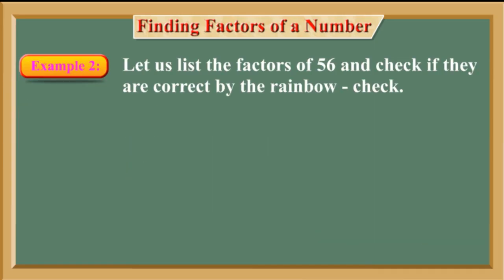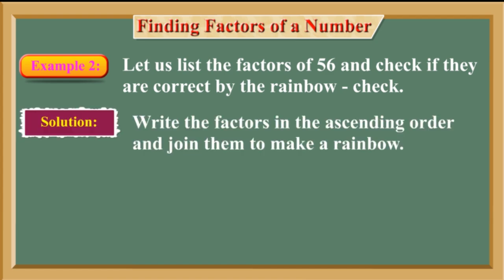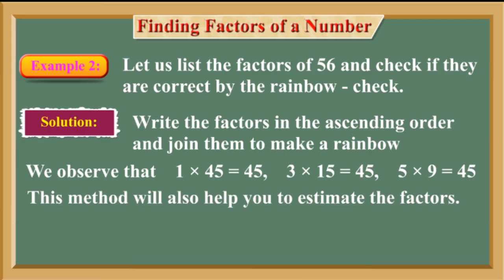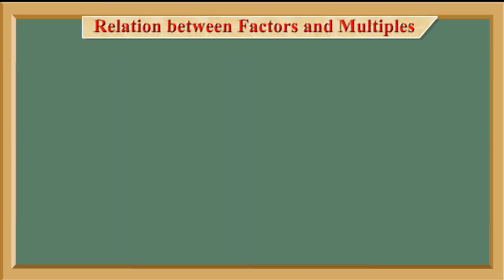Example 2. Let us list the factors of 45 and check if they are correct by the rainbow check. Solution. Write the factors in ascending order and join them to make a rainbow. We observe that 1 multiplied by 45 is 45, 3 multiplied by 15 is 45, 5 multiplied by 9 is equal to 45. This method will also help you to estimate the factors.